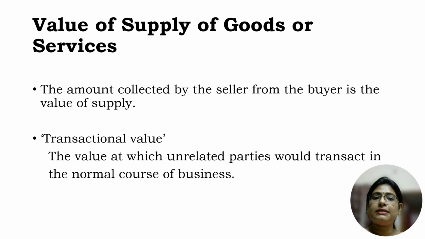But where parties are related and a reasonable value may not be charged, or the transaction may take place as a barter or exchange, the GST law prescribes that the value on which GST is charged must be its transactional value. Transactional value is the value at which unrelated parties would transact in the normal course of business. It makes sure GST is charged and collected properly even though the full value may not have been paid.